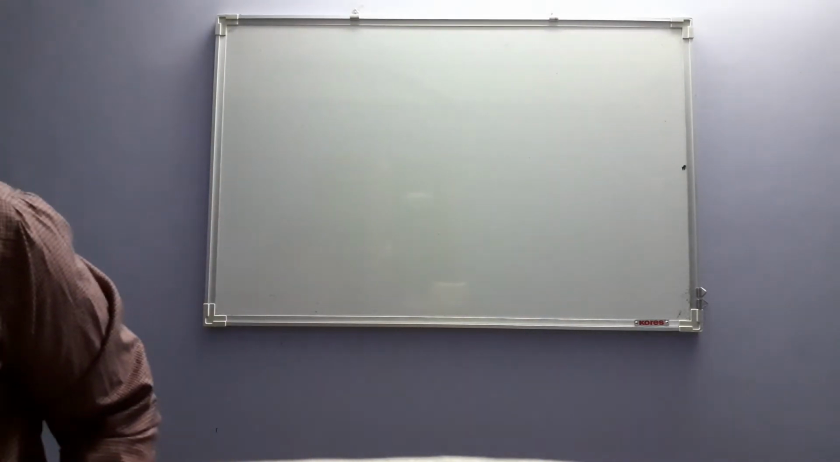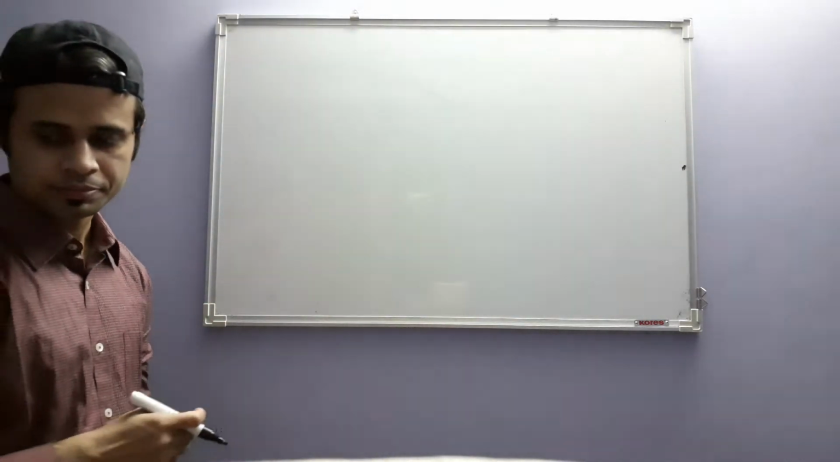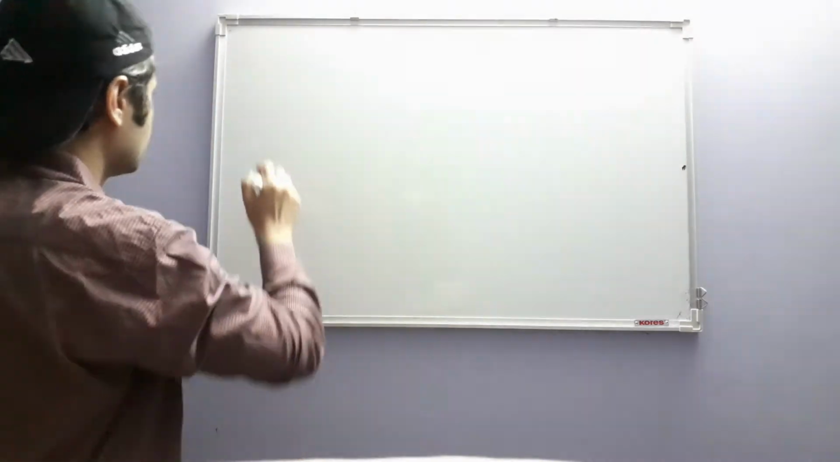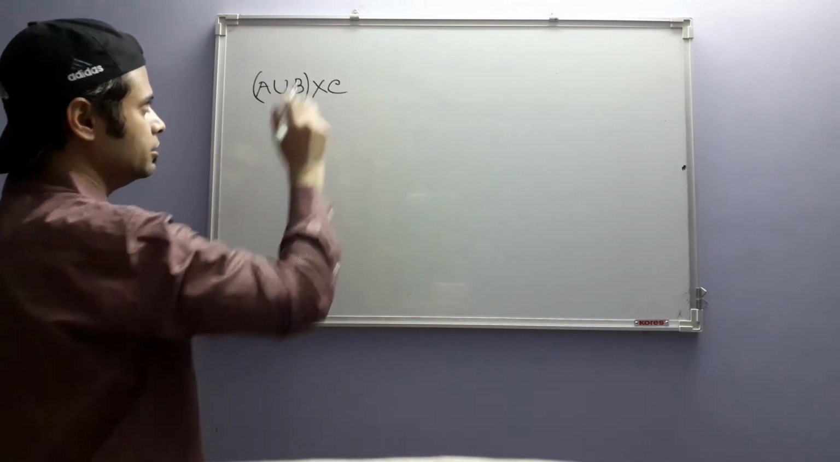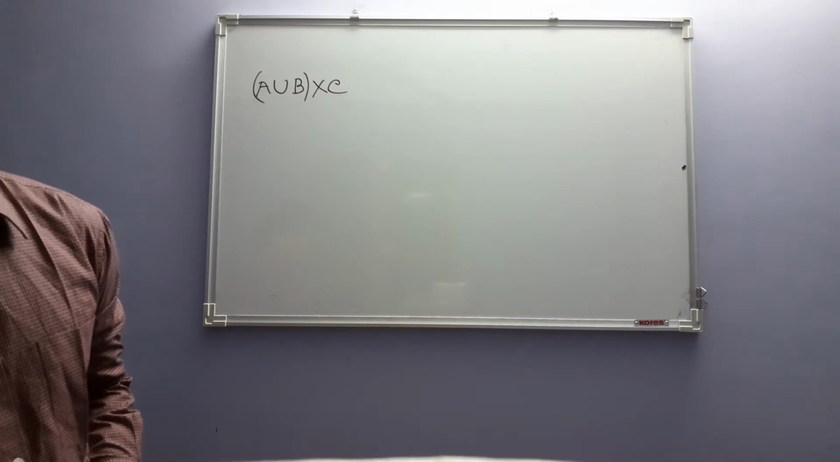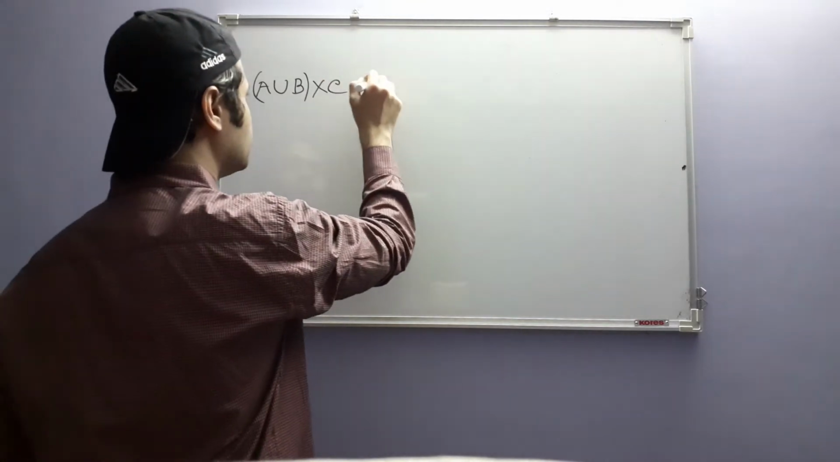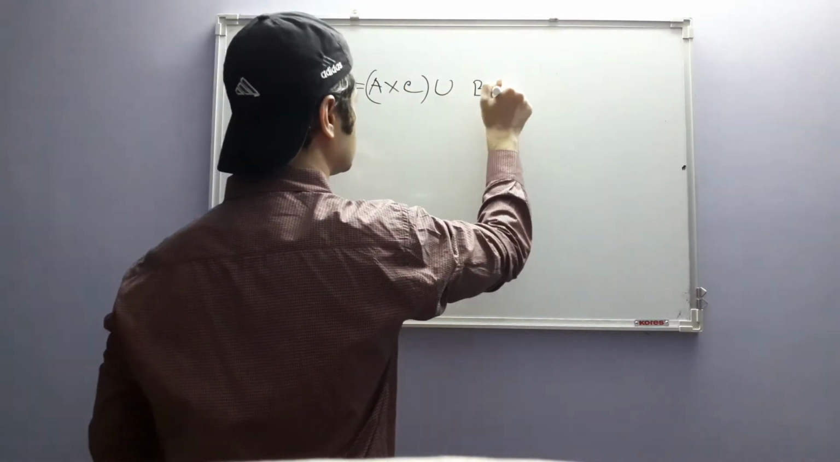Now, that concludes the properties of difference and complements. In Cartesian product, we also left out something, and that is (A union B) cross C. I think that's what it is. (A union B) cross C is equal to (A cross C) union (B cross C).